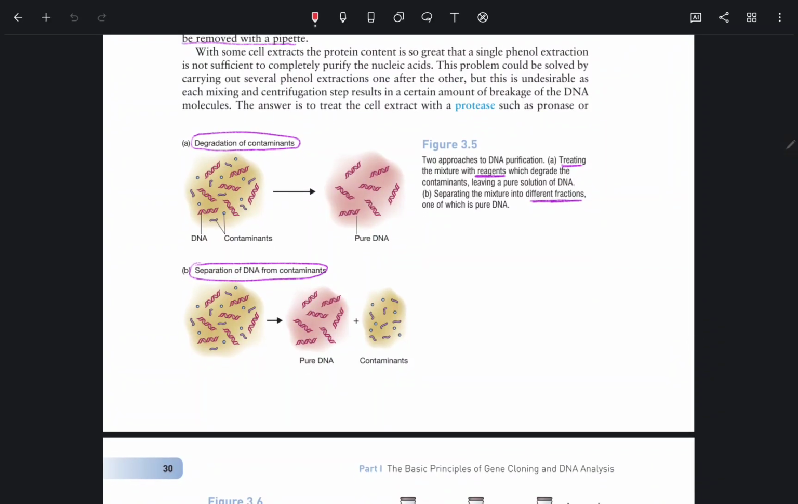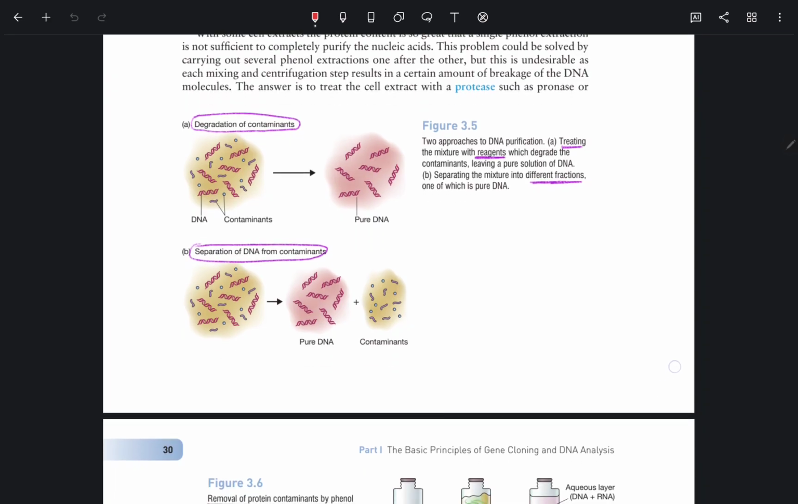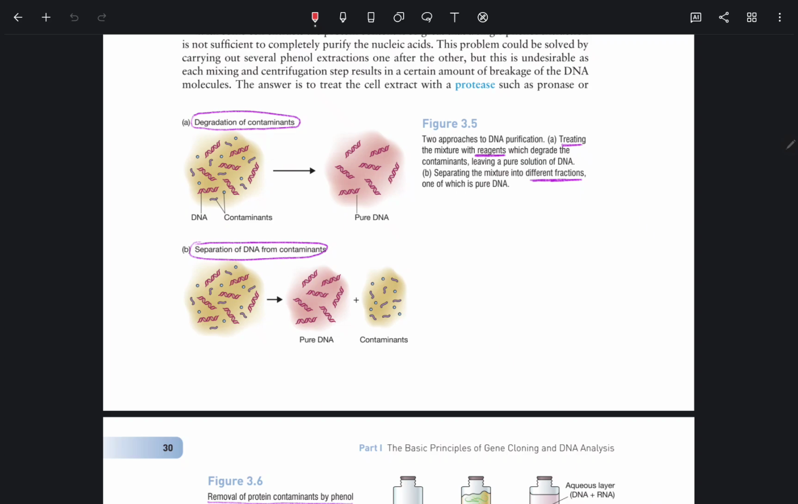The picture showing two steps. First is degradation of contaminants, and second is separation of DNA from contaminants. DNA and contaminants give rise to pure DNA and contaminants.